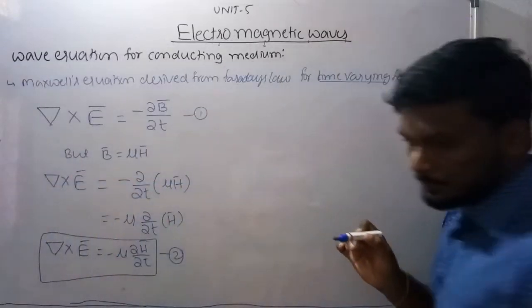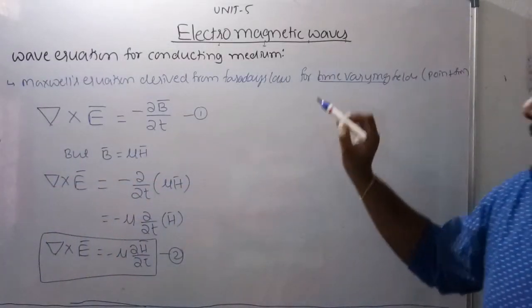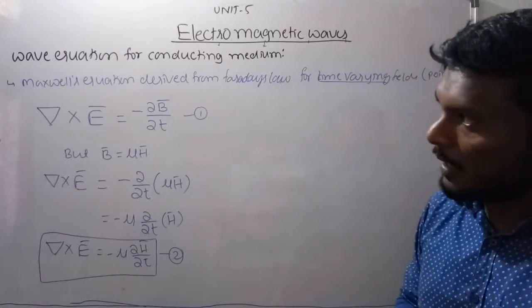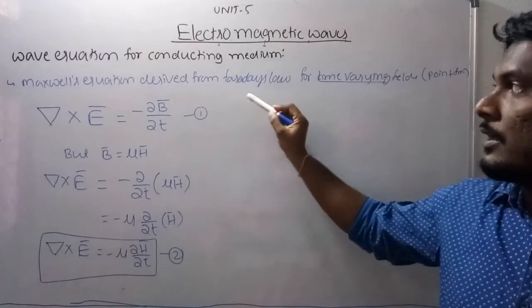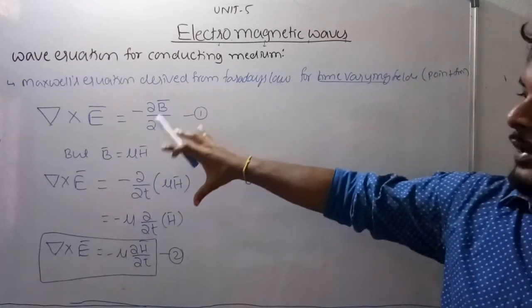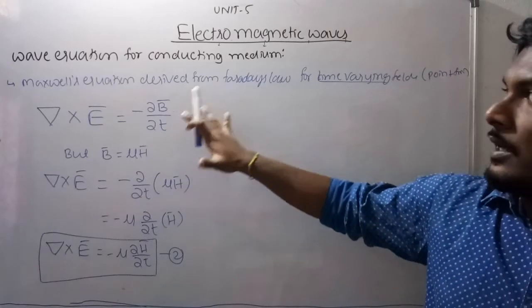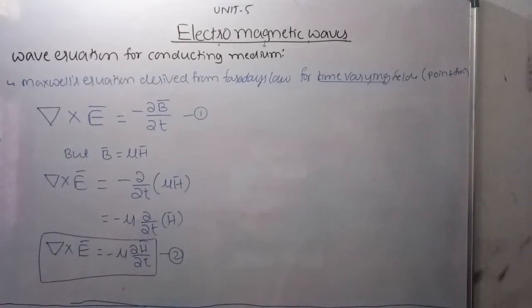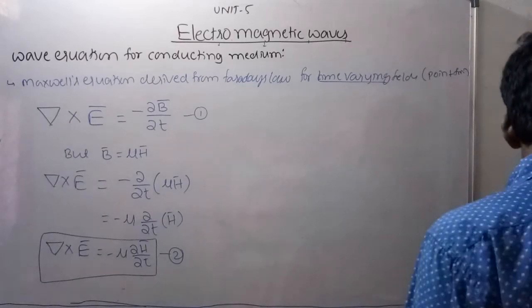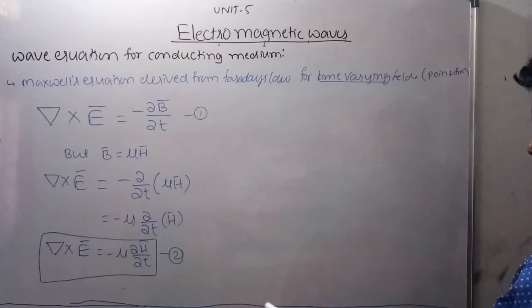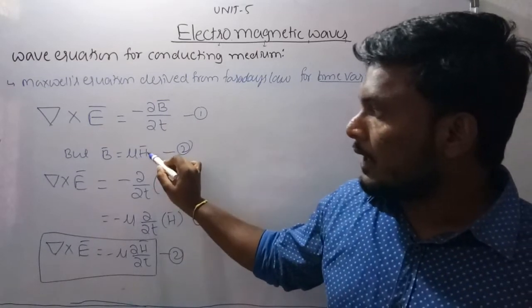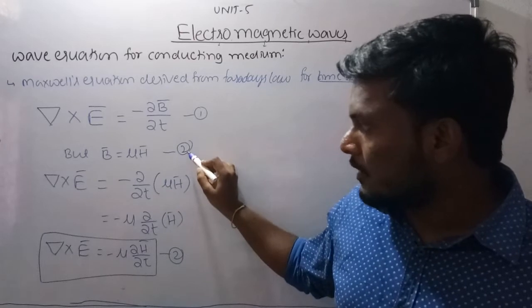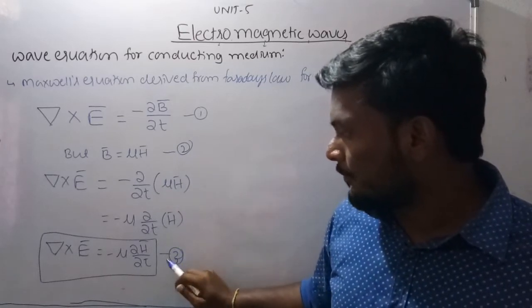Similarly, we also use another Maxwell's equation. We need to use nearly all four Maxwell's equations to derive the wave equation. The first one was derived from Faraday's law. Similarly, we will use the Maxwell's equation derived from Gauss law. Keep in mind equation 1 and equation 2, because we are substituting equation 2 in equation 1, so this is equation 3.